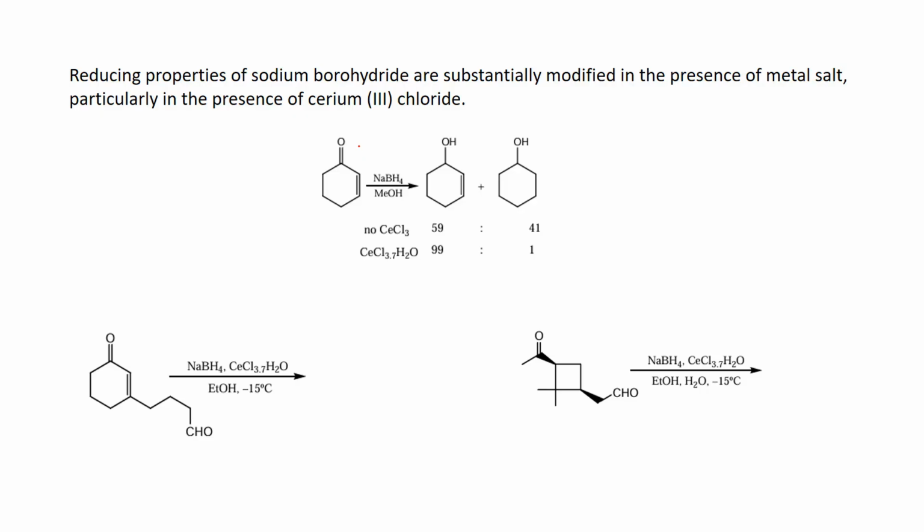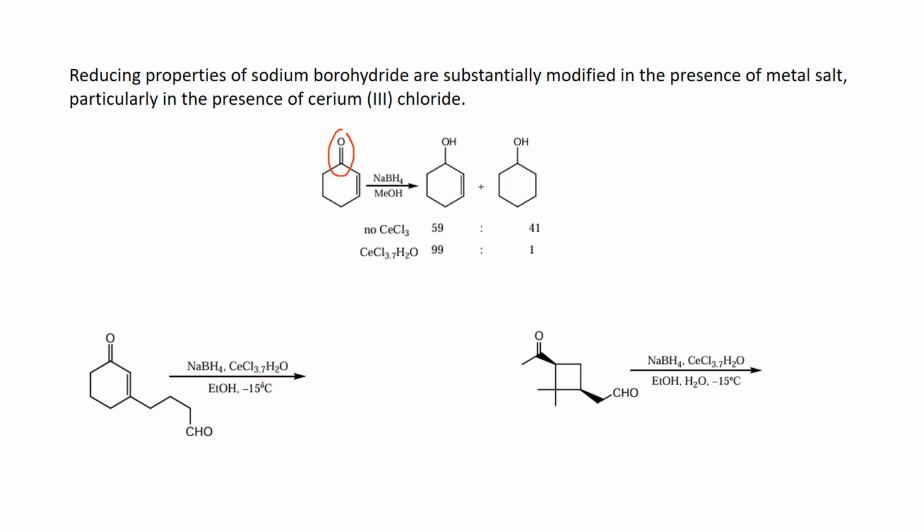It will just reduce this double bond. If LiAlH4 is there, then both of them will be reduced, but as NaBH4 is less selective, in this case we will majorly get this carbonyl compound reduced product, but the selectivity is not that high. But if we add cerium chloride, what will happen? The selectivity enhances and we get 99% of this product.